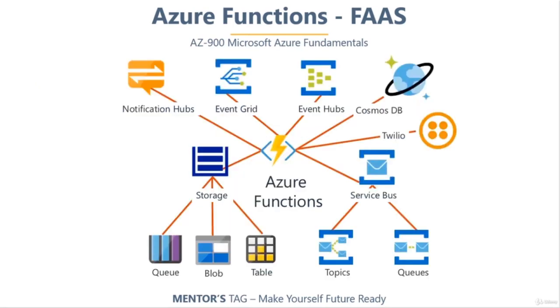Azure Functions can literally connect with almost everything on Azure. If you want to connect them with Azure storage, with tables, blobs or queues, you can do that. If you want to connect them with any kind of event triggers like Notification Hub, Event Grid and Event Hubs, you can do that.